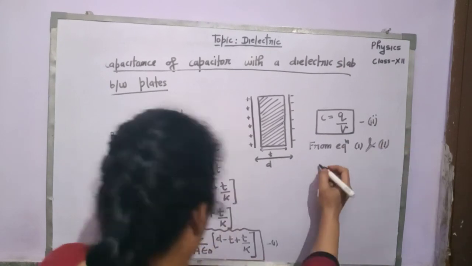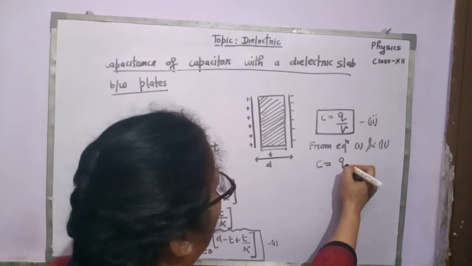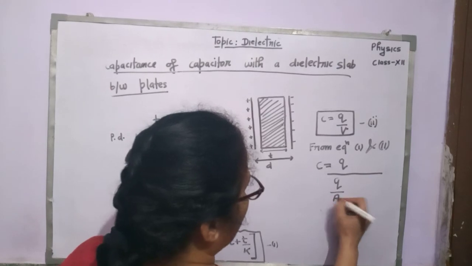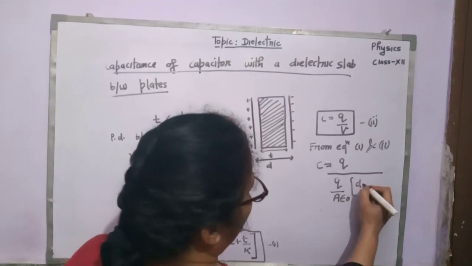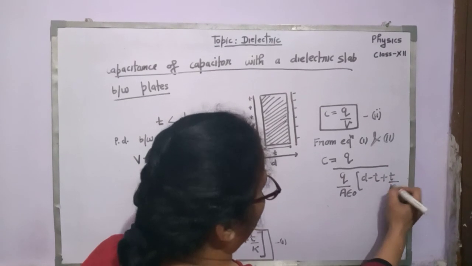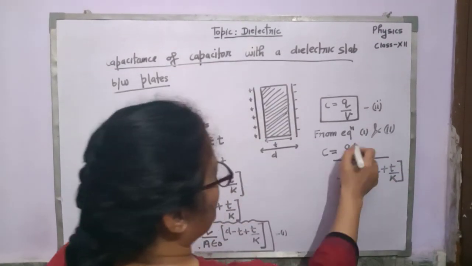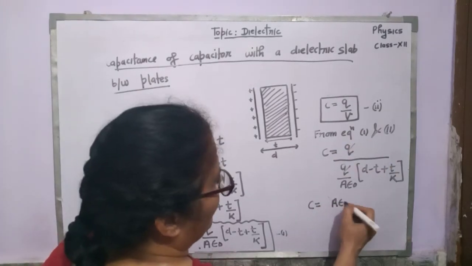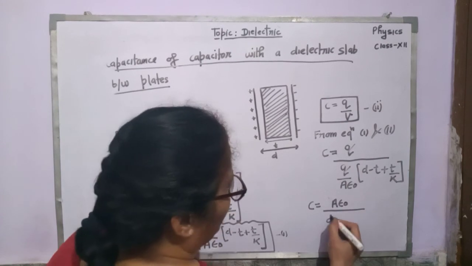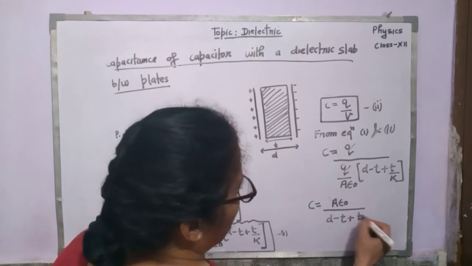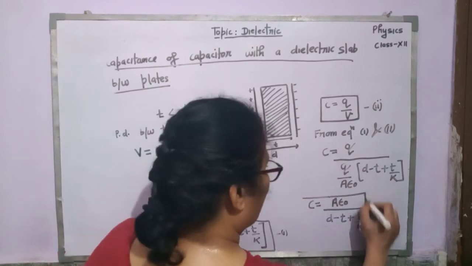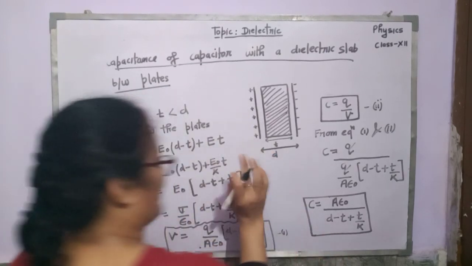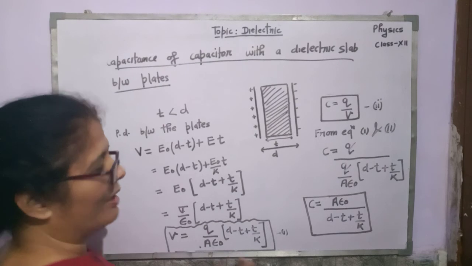You get here, your value is C is equal to Q. Substitute the value of V. V means Q upon A epsilon naught within bracket d minus t plus t upon K. Now Q cancels out. We get here C is equal to A epsilon naught and in the denominator d minus t plus t upon K. This is the capacitance of a capacitor when a dielectric slab is partially filled between the plates.